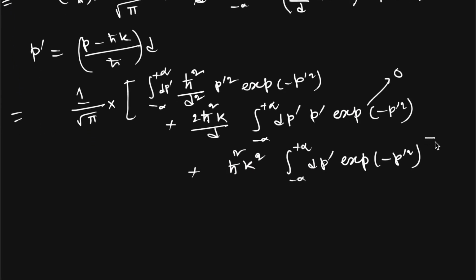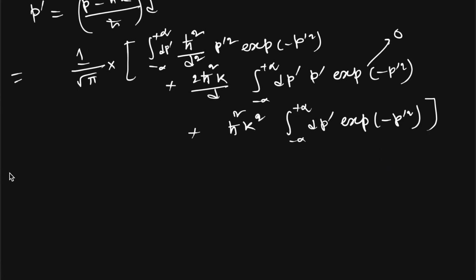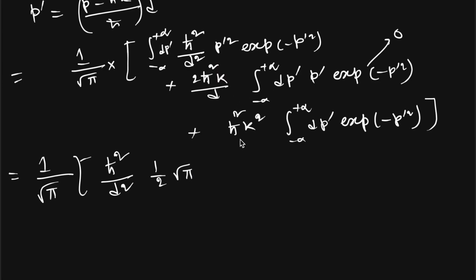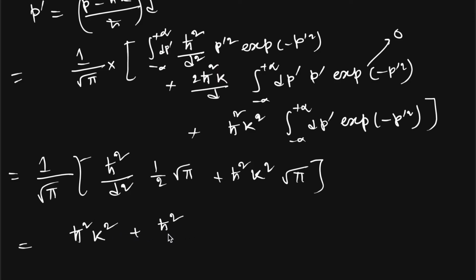So this is root pi times gamma half, that will be h cut square by d square, and this is gamma 3 by 2, that means half gamma half, root pi. This will be h cut square k square times root pi, that means h cut square k square plus h cut square by d square.